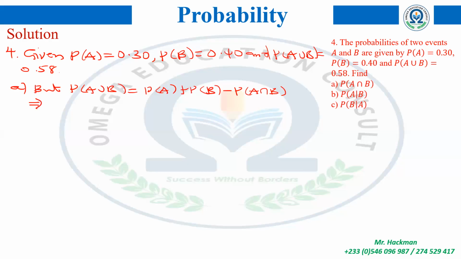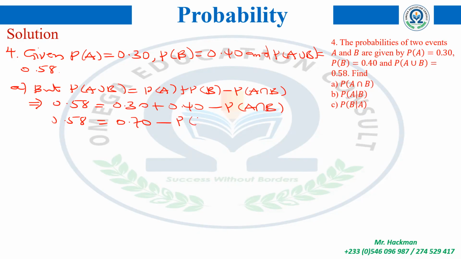So I'll write, this implies that, because what I have here is a relation, 0.58 is equal to P of A, which is known, 0.30, plus P of B, also known, 0.40, then minus what you are looking for, which is P of A intersection B. So at this point, we get 0.58 is equal to, if you sum this, 0.70, minus P of A intersection B. Is my point well made?